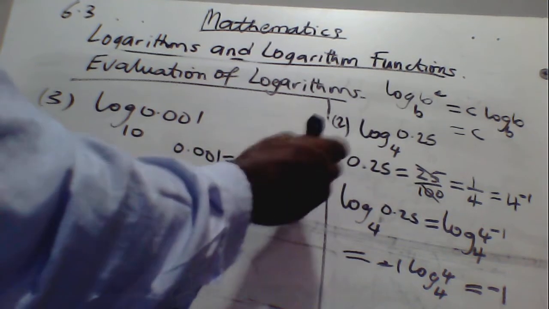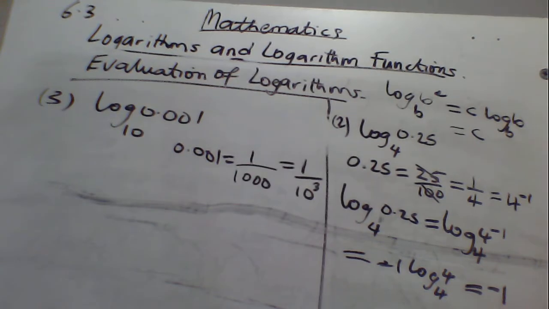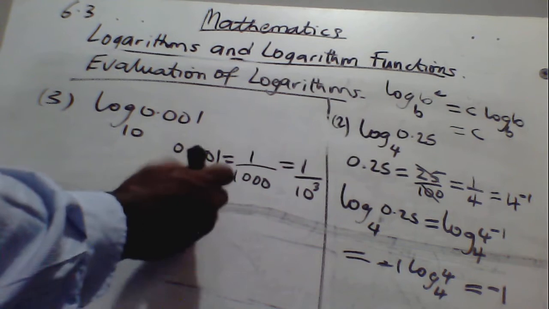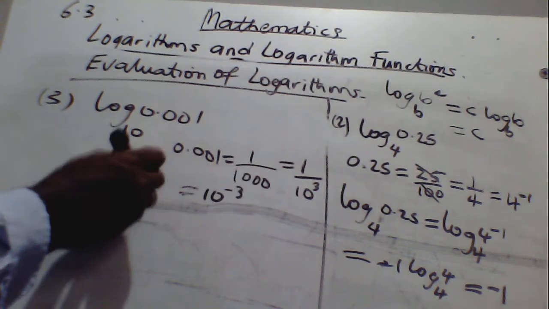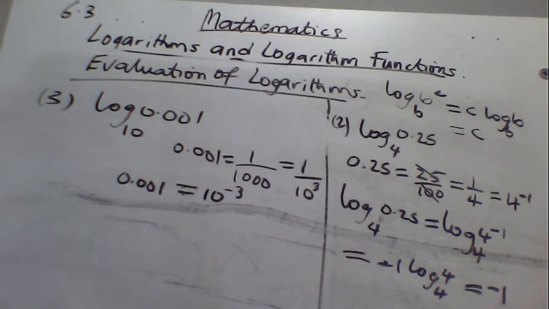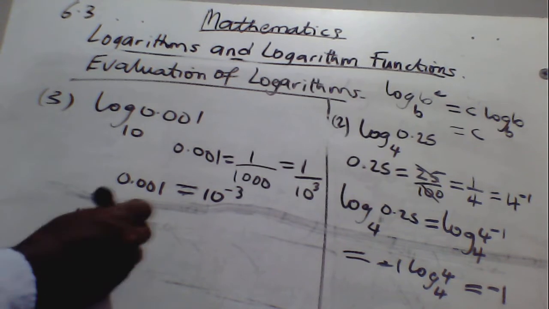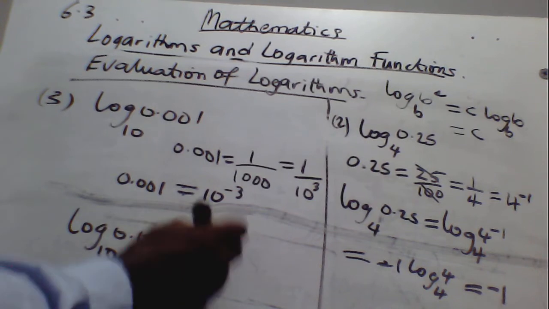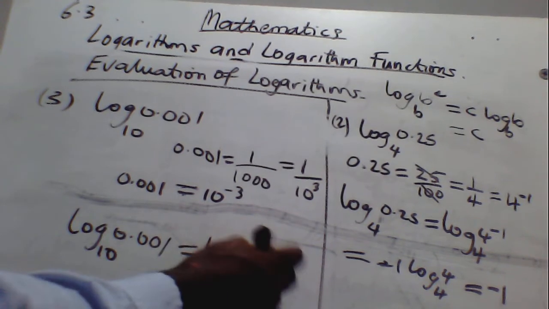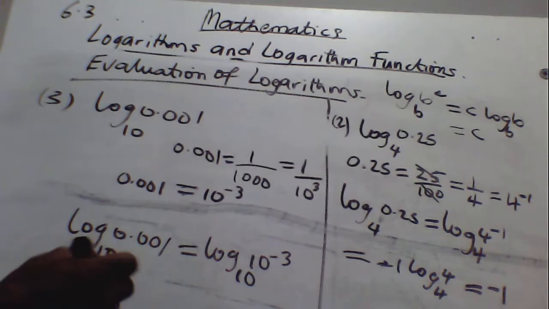So this is equal to 1 divided by 10 raised to power what? 3. Try to put it in index or standard form. This is the same thing as 10 raised to power minus 3. So 0.001 is equal to 10 raised to power minus 3. Put it here. We have log 0.001 to base 10 is equal to log 10 raised to power minus 3, and then apply this rule.